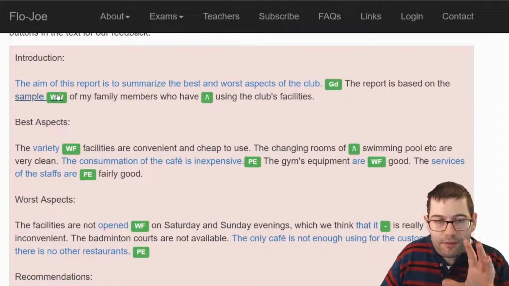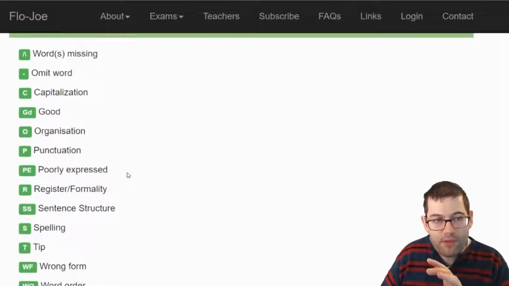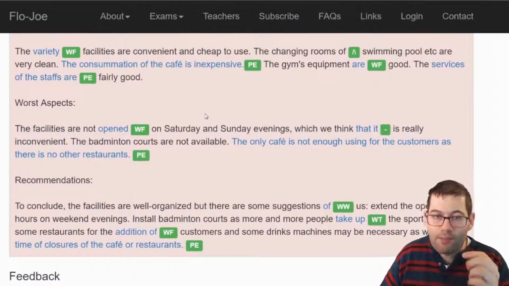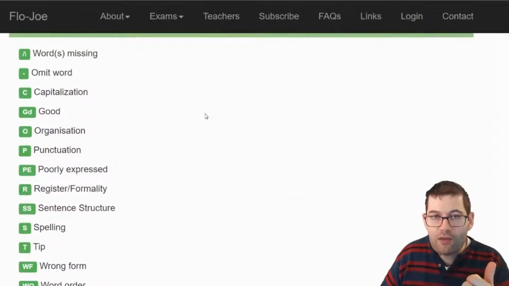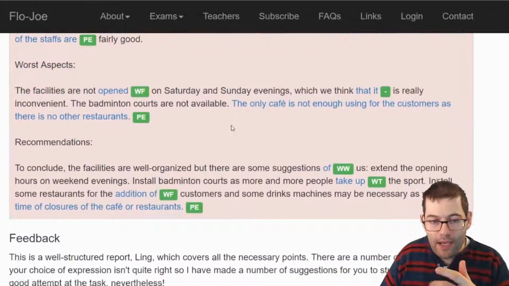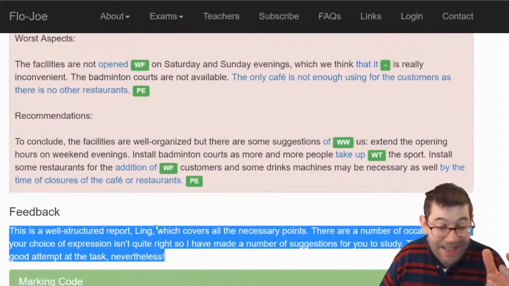Now, don't panic. These green hieroglyphics are all described below in the marking code. So read this answer, referring to the marking code to see what the problem is. And then also have a look at the feedback. Now the feedback is exactly that. It gives you feedback.